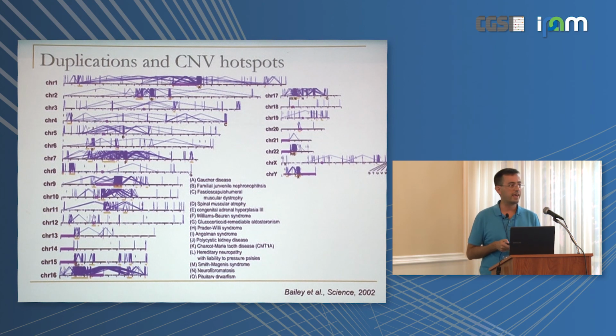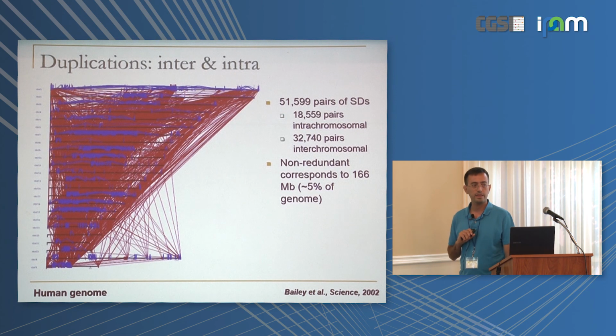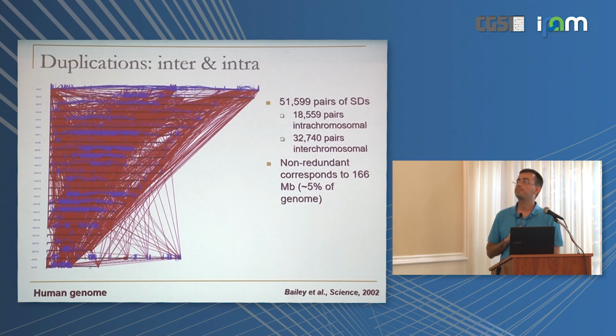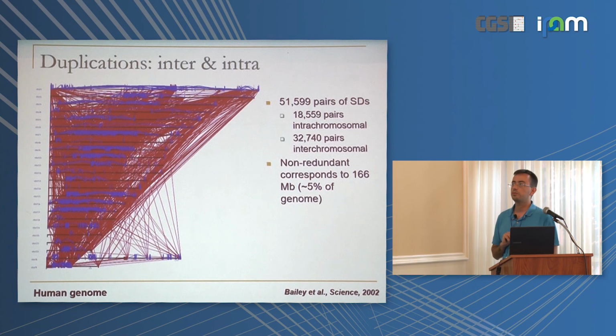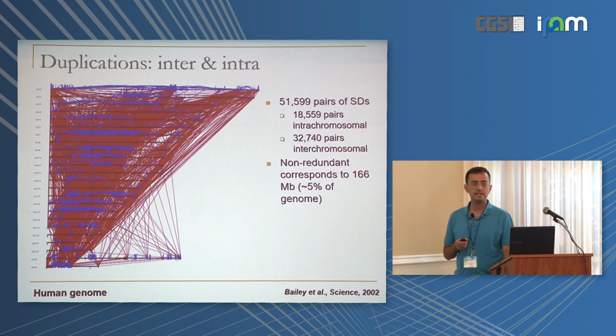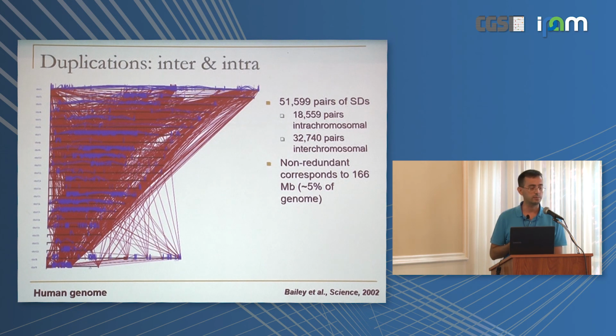And if we also look at the interchromosomal duplications, we have a much more complicated map. So those duplications are all over our genome, which covers about 5% of the genome. And about 52,000 pairs of segmental duplications have been identified. So if it is intrachromosomal duplication, it is probably a CNV hotspot. And if it is interchromosomal duplication, this may be translocation hotspots.